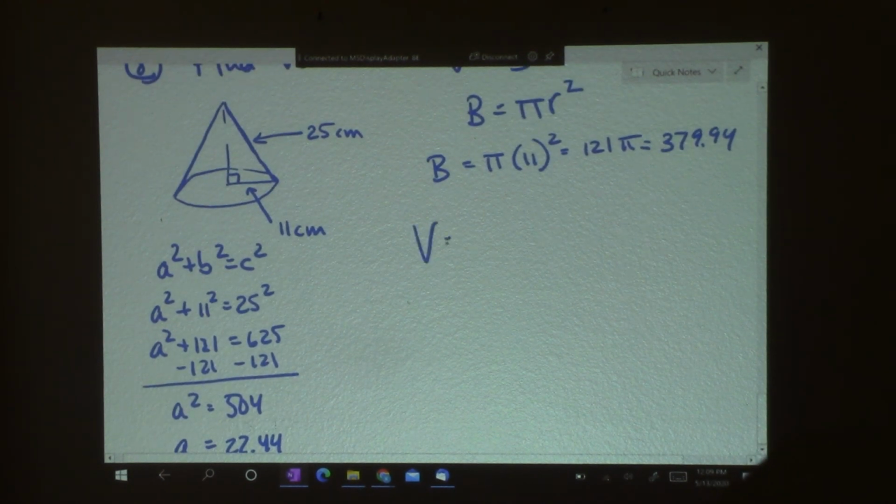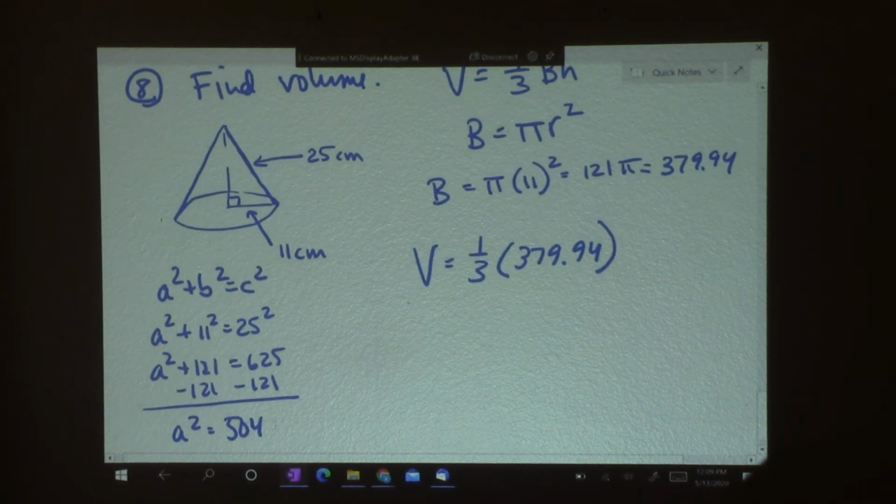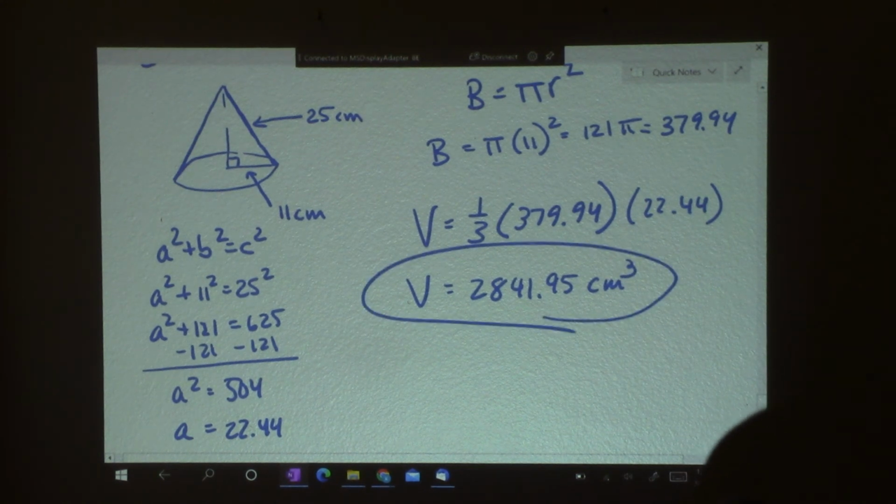So when I'm finding the volume, I'm going to have 1/3 times 379.94 times, what was that? 22.44. So here I get 379.94 times 22.44, divided by 3, and I get 2841.95 centimeters cubed. Okay, there you go.